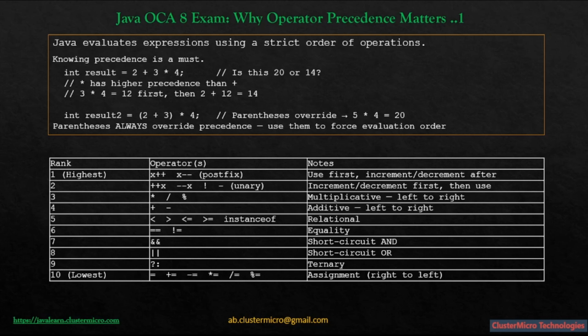Operators with higher precedence execute first. If operators have the same precedence, Java evaluates left to right. The most important rule for exams is that parentheses override precedence. Anything inside the parentheses is evaluated first. When expressions look complex, mentally add parentheses based on precedence, then evaluate step by step. In tricky exam questions, parentheses are often used to change the evaluation order, so always look at the expression very carefully. Let's walk through the main operator precedence levels in Java.